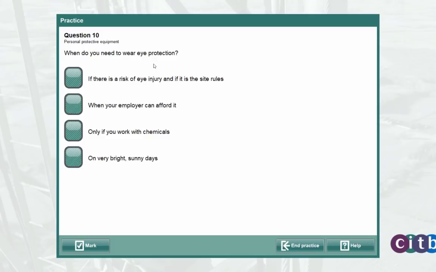When do you need to wear eye protection? If there is a risk of eye injury and if it is the site rules. When your employer can afford it. Only if you work with chemicals. On very bright sunny days.